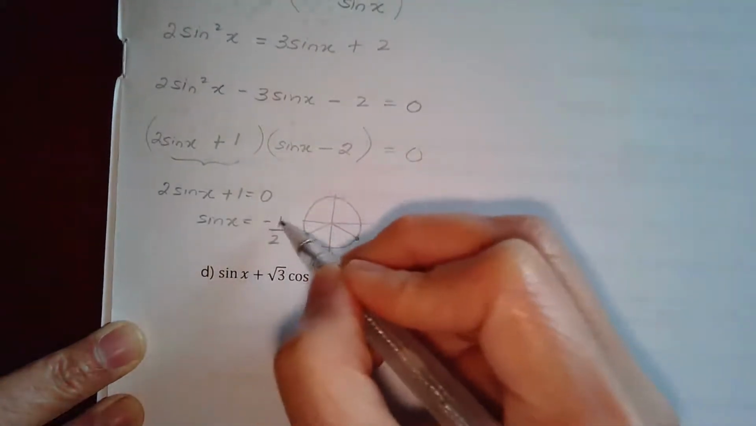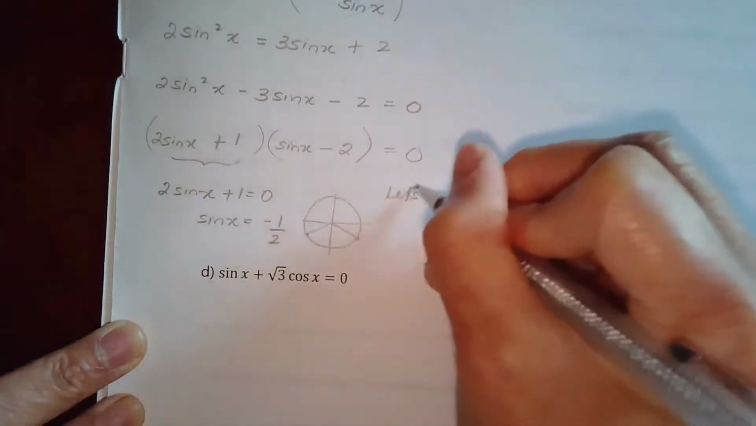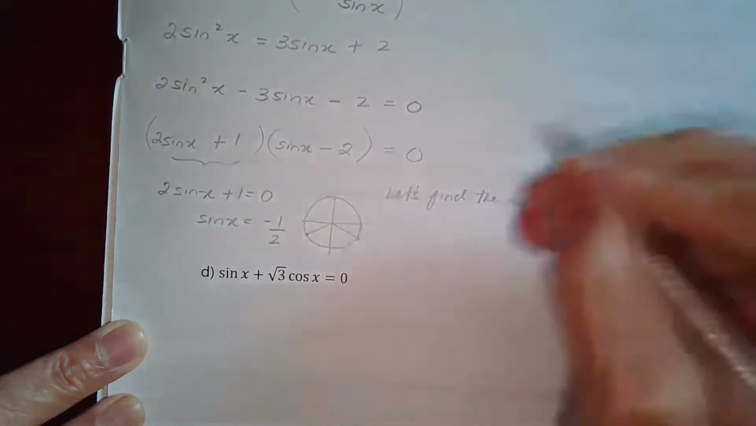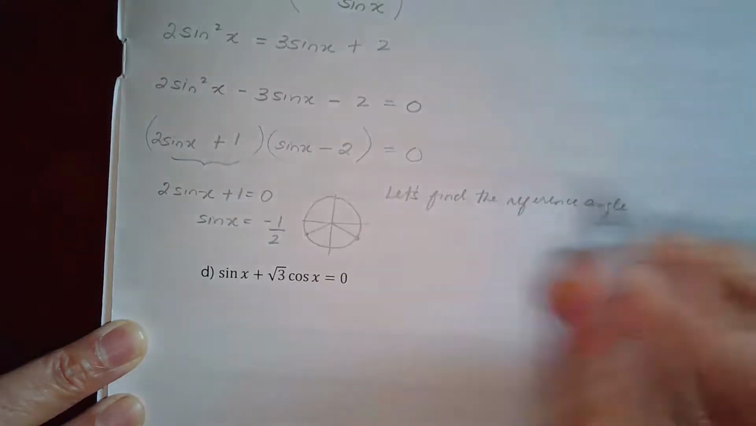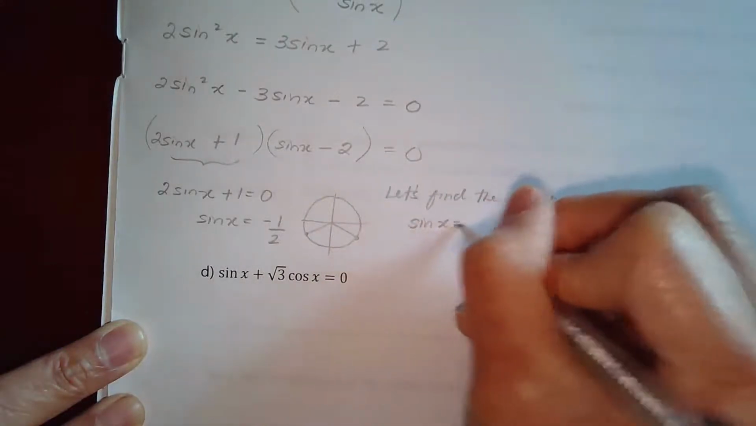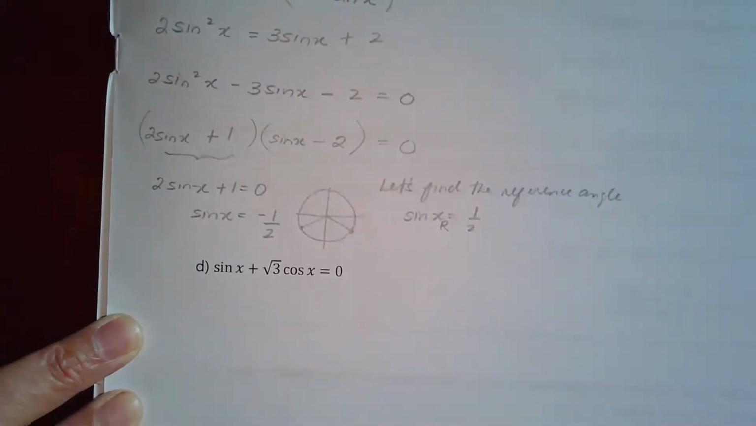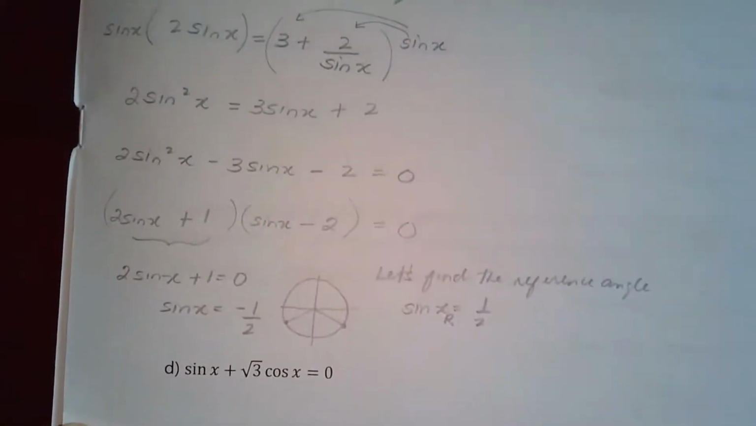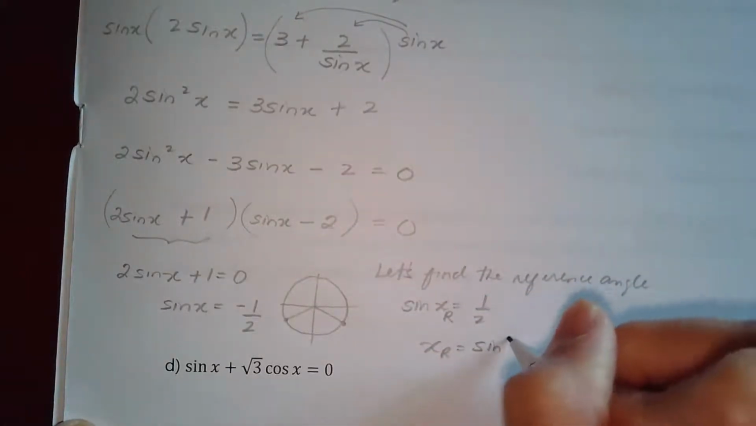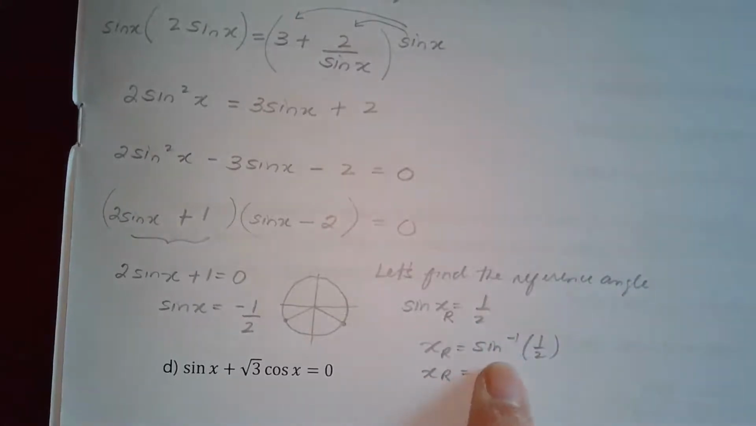Because this is a negative 1/2, let's find the reference angle. What we're going to do is set sine of x equal to positive 1/2. That's just to figure out the reference angle. So the reference angle is equal to the sine inverse of 1/2. Okay, let's see.